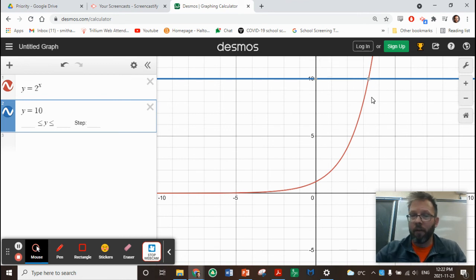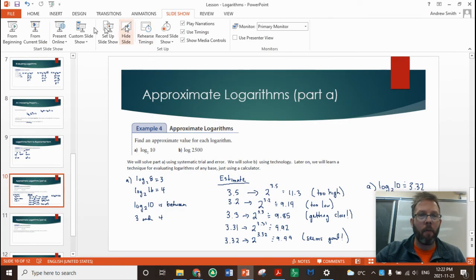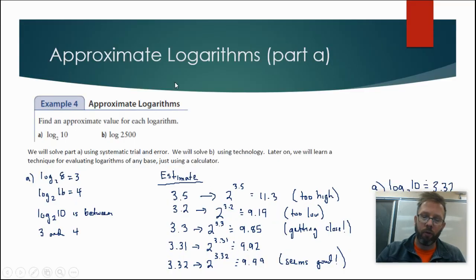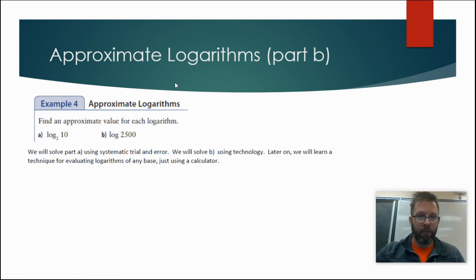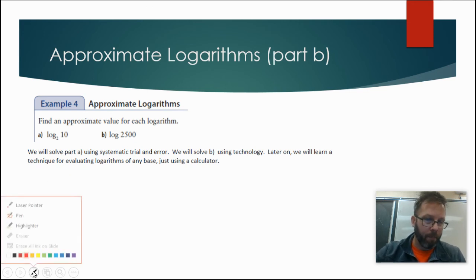3.32 seems pretty good. Let's head back to the PowerPoint, and we'll just set this problem up and then head to Desmos and solve it. So let's do part B.